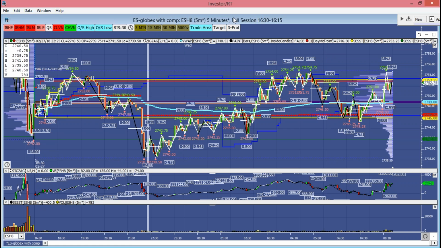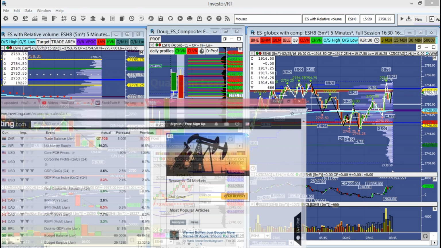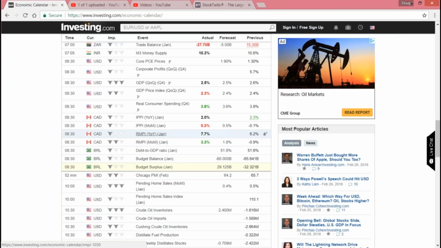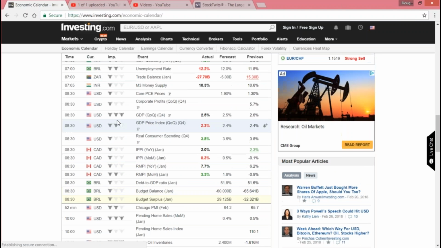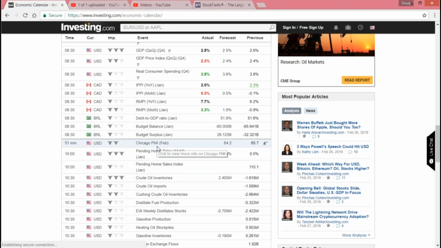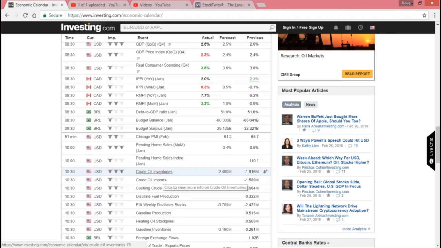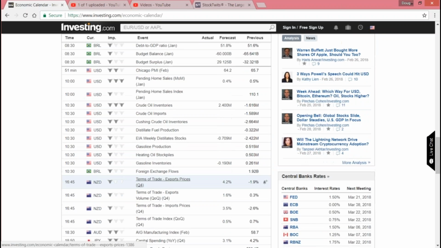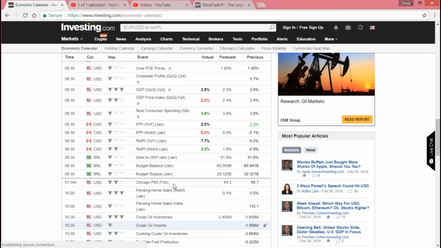Taking a quick look at the news. We had GDP came out, but it wasn't that important because it was a revision, so we knew what the number was going to be. Real consumer spending was a slight beat. Coming up in 51 minutes, we've got Chicago PMI. The big one this morning, of course, is going to be the pending home sales and then crude inventories. Other than that, we really don't have a lot of other scheduled news.